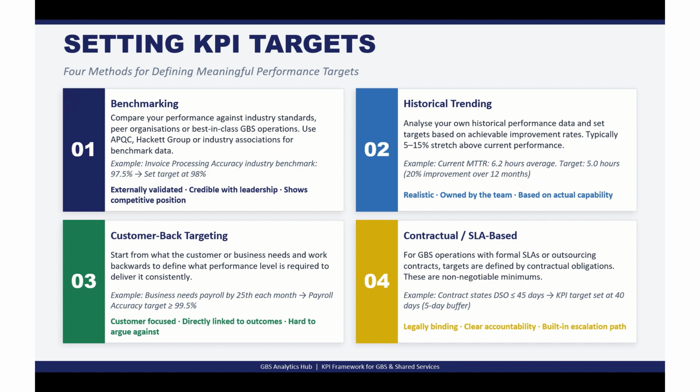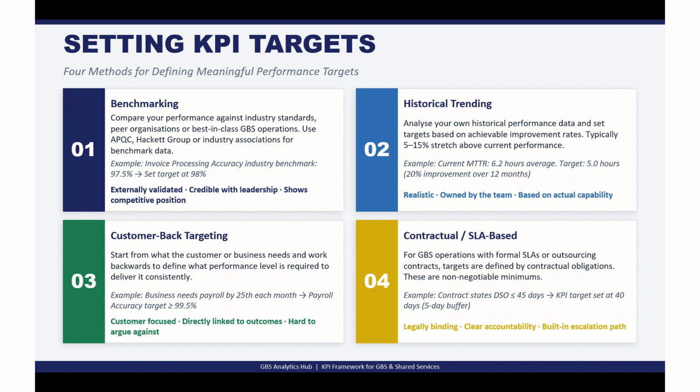Method 2, historical trending. Analyze your own historical data and set targets based on achievable improvement. Typically 5 to 15% stretch above current performance. For example, current MTTR is 6.2 hours, so you target 5 hours, which is a 20% improvement over 12 months. This is realistic and owned by the team.